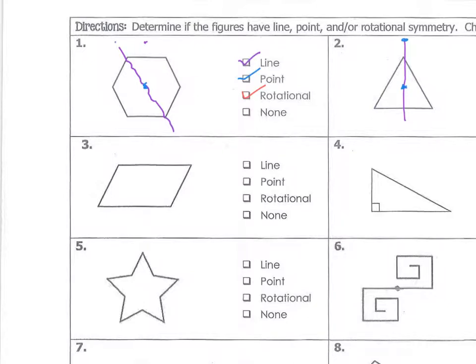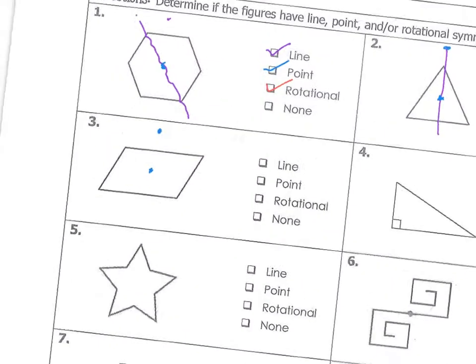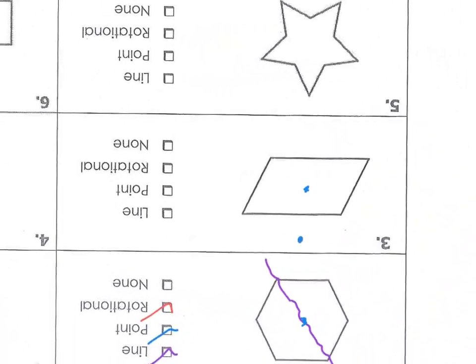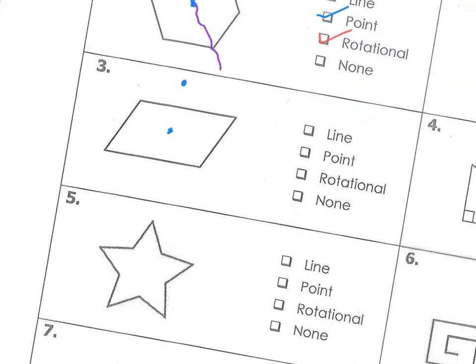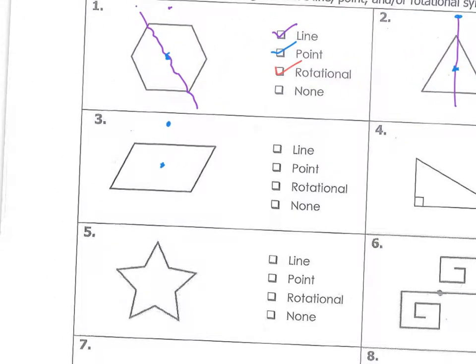What about point symmetry? So we're going to put a point right in the middle, and I'm going to put a point right up top here so I can tell when I've rotated 180 degrees. So here we go. Rotate 180. Does it look the same? Yep. So it does have point symmetry. So we're going to check that. Check, check.